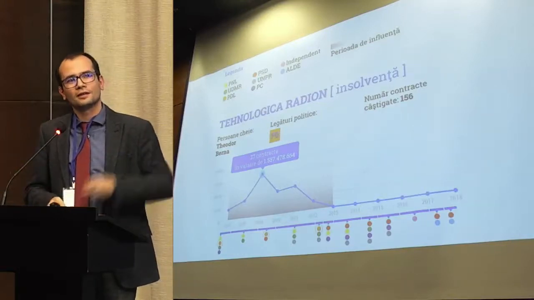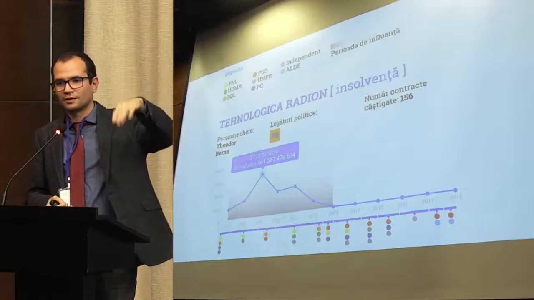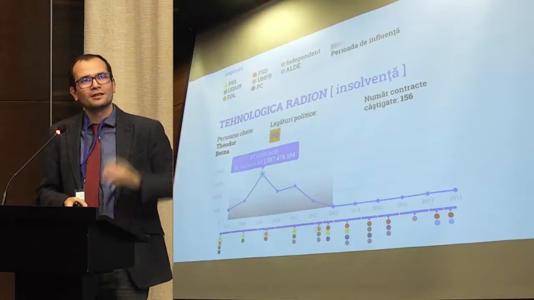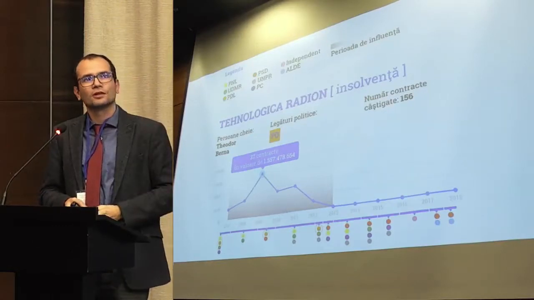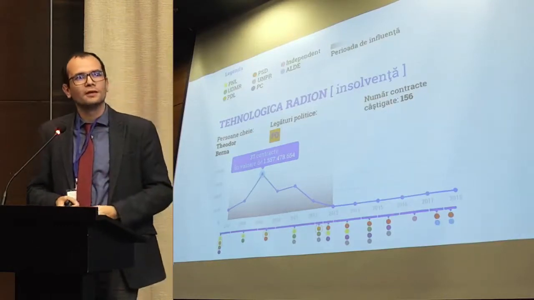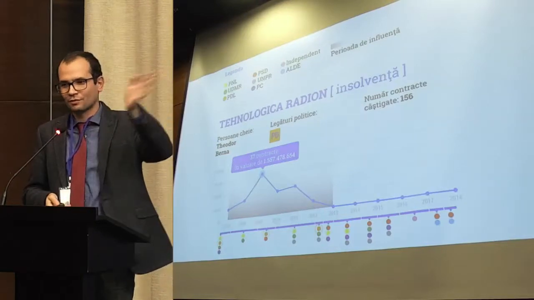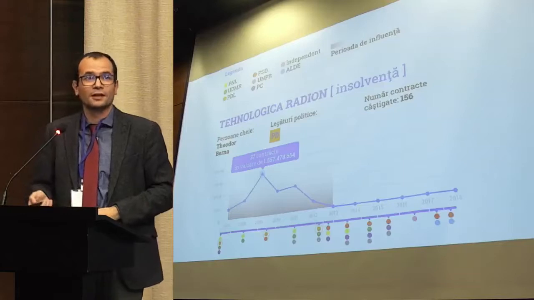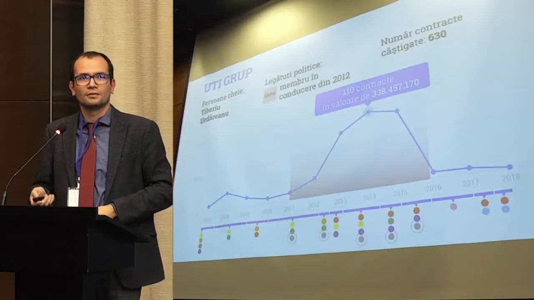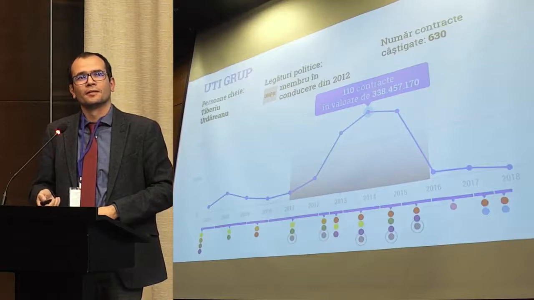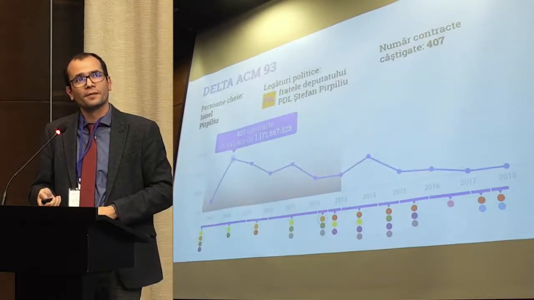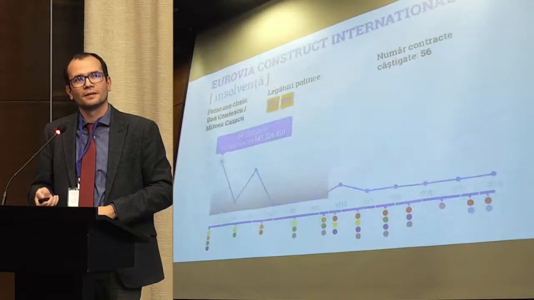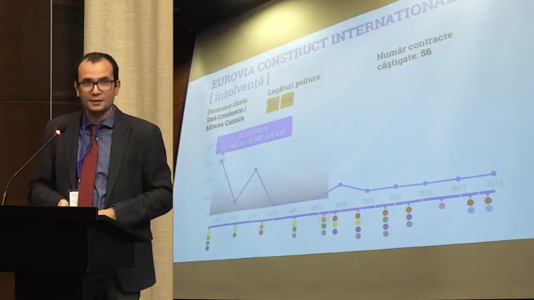So as you see here, that's the procurement curve. The higher, the more money; the lower, the less money. Practically, you see that this company, which is connected to the Democrat Party in Romania, got a lot of money when the party was in power. Afterwards, it didn't disappear, but it got a lot less money. Again here, this is even more visible. And there are a lot of these examples.